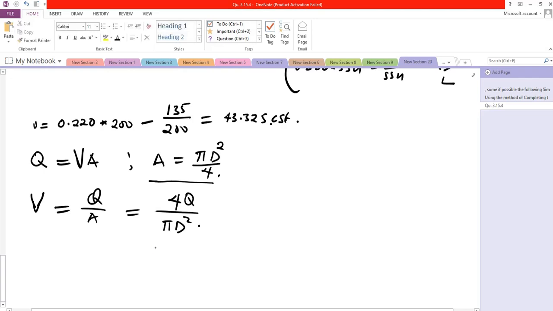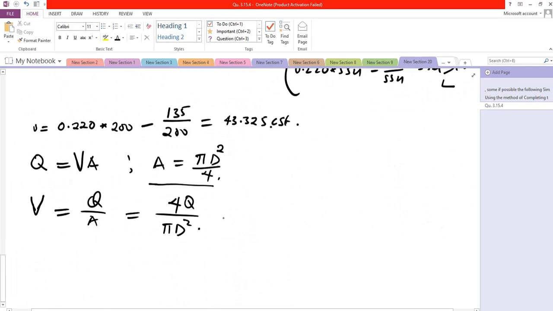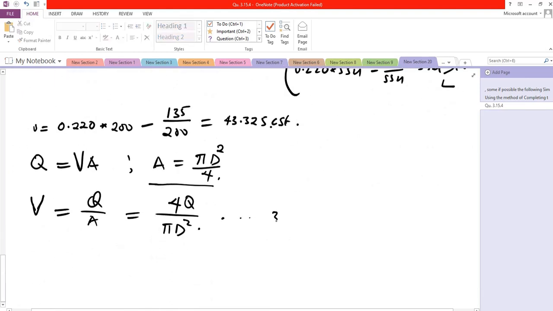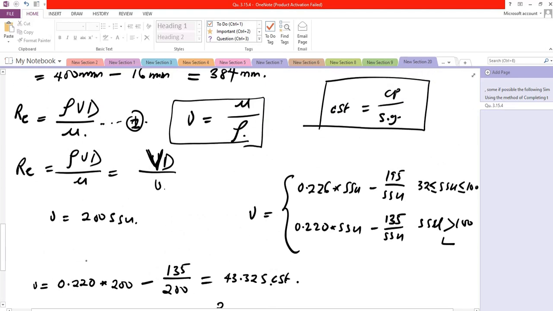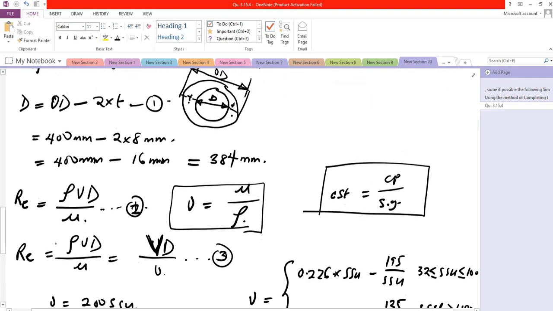Now substituting this, let me call this equation 2, I have equation 3. So substituting this should be 3 now. This should be our equation 4. So substituting equation 4 into equation 3.